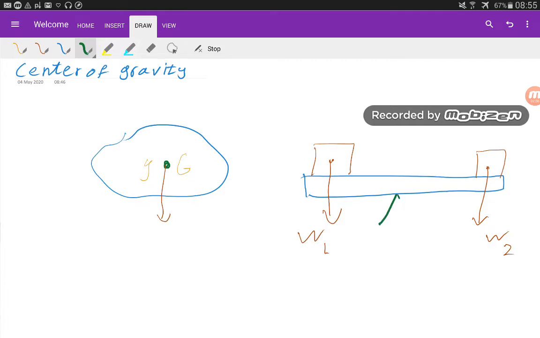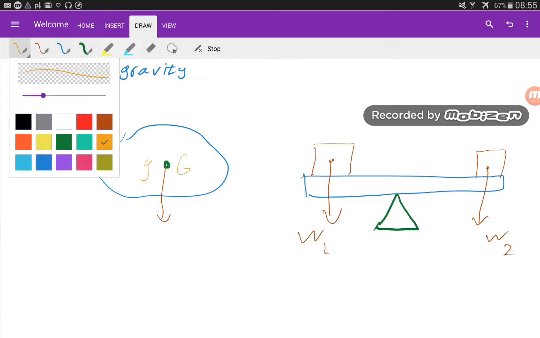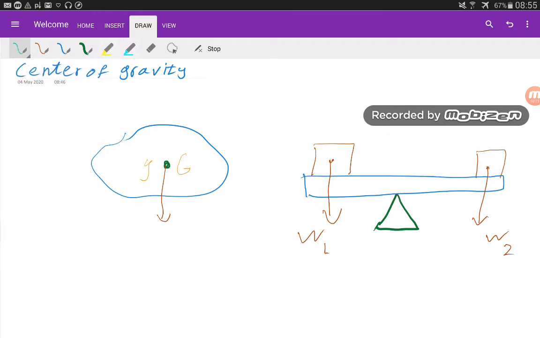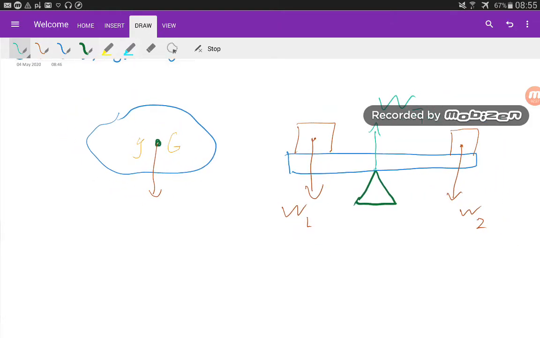The center of gravity will be the point where our object is dynamically and statically balanced. We are going to find a point where, if we place a pivot, the lever is statically and transversally stable. A force will apply from this pivot to the lever, equal to the total weight, so that the lever is statically balanced. W total must be W1 plus W2.